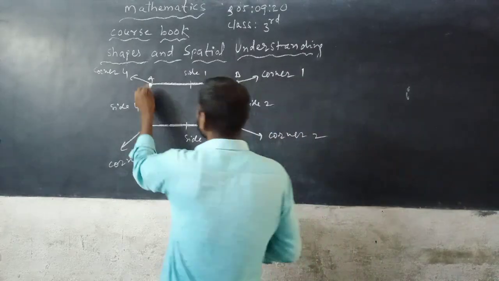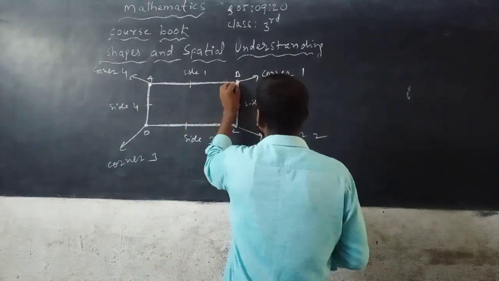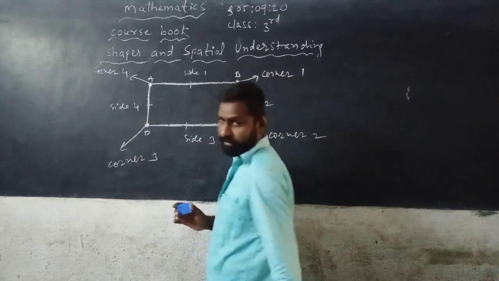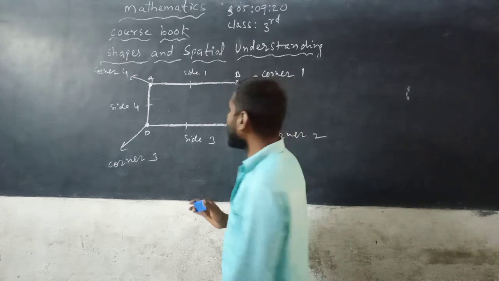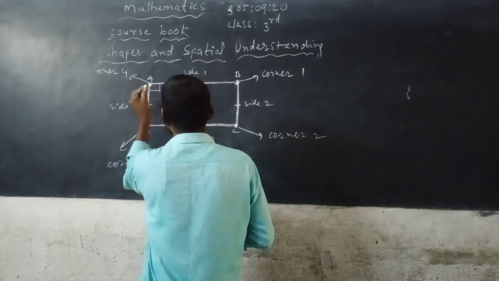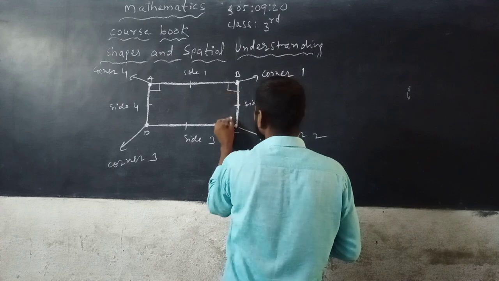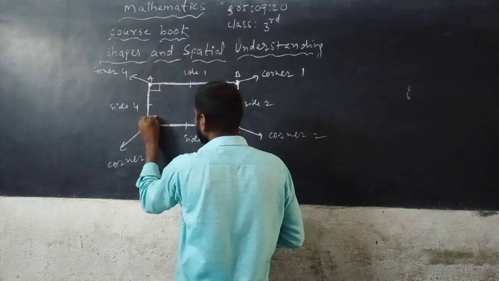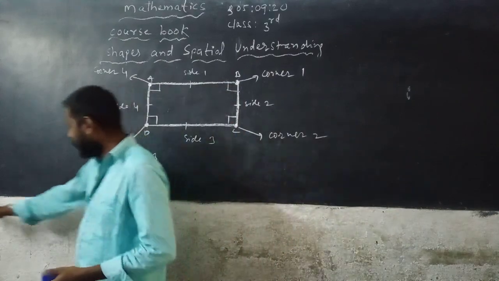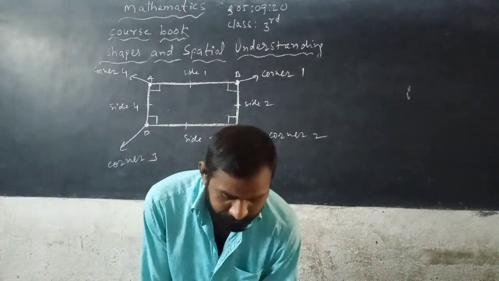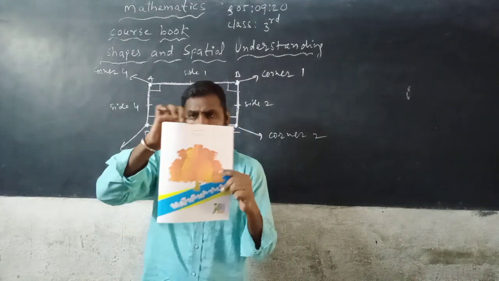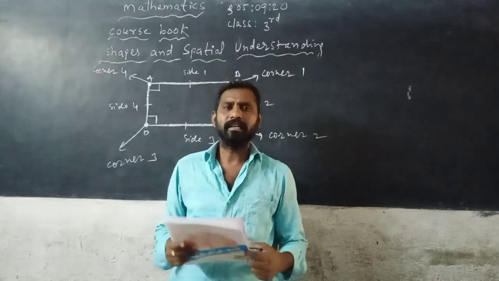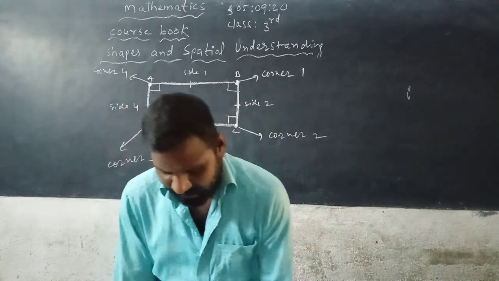So it has four corners: corner A, corner B, corner C and corner D. Each corner has a right angle, which means 90 degrees. Did you understand? The corner of the blackboard, the corner of your textbook, these are the corners. Did you understand? This is the rectangle. So now, next.